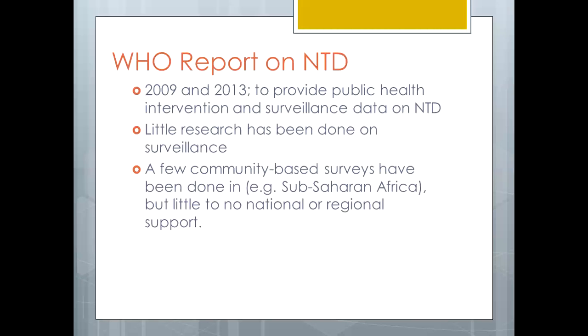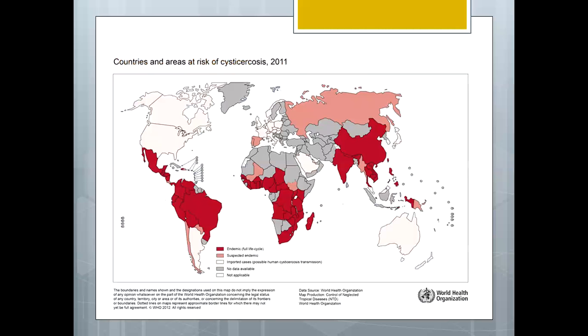They noted that more or less there are a few community-based surveys that have been done in places like sub-Saharan Africa. There's some case studies here and there, but very little national or regional support for anything more epidemiological in nature. Compiling all their data, they did find that there were some regions of the world that are much more at risk of cysticercosis: Latin America, sub-Saharan Africa, and Asia specifically.